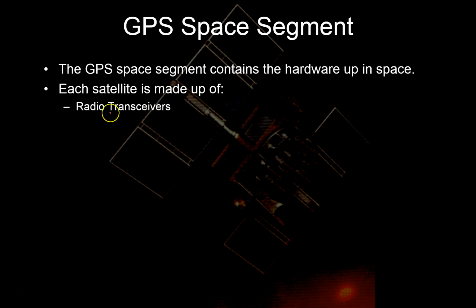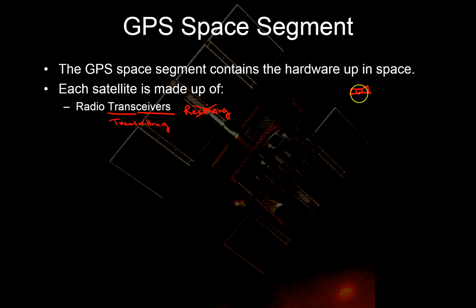So again, the word transceiver means it has the capability of transmitting, as well as the capability of receiving information. Just to demystify, we, the users of GPS, do not transmit anything that the GPS satellites receive. We do not directly communicate with the GPS satellites. They communicate with us. It's a one-way communication.